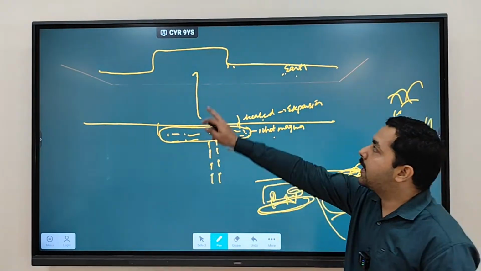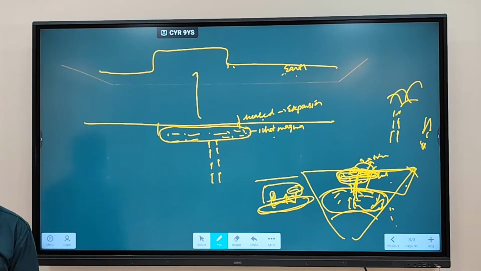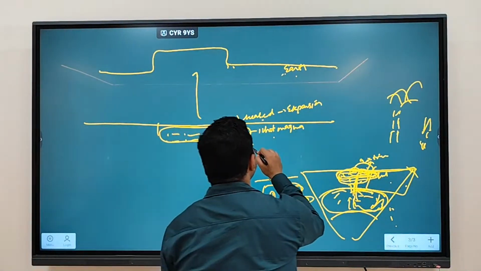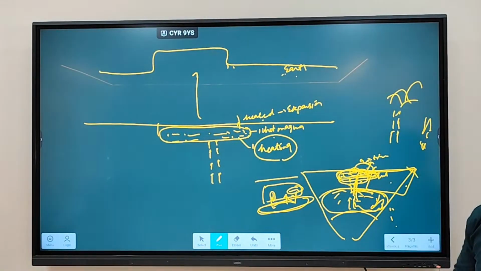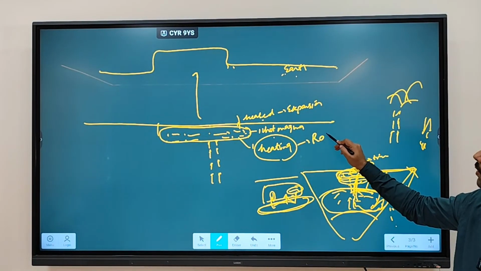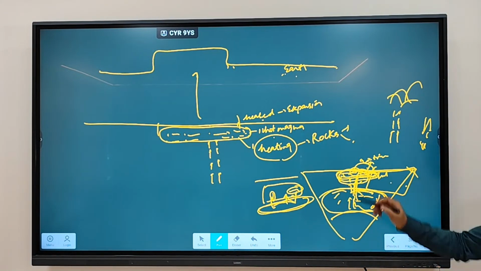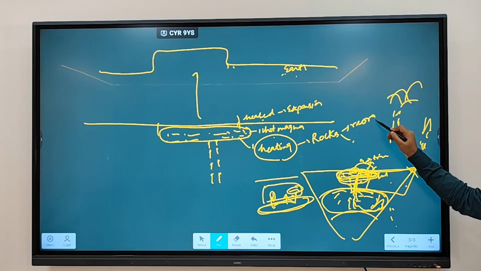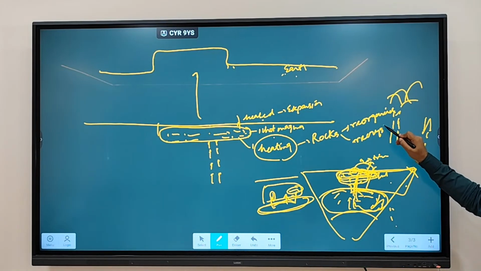Clear? So this land is going to be elevated, and you'll see formation of plateaus. Fine. Because of heating also, you know that rocks are going to be reorganized and recrystallized. Rocks are going to be reorganized and recrystallized.